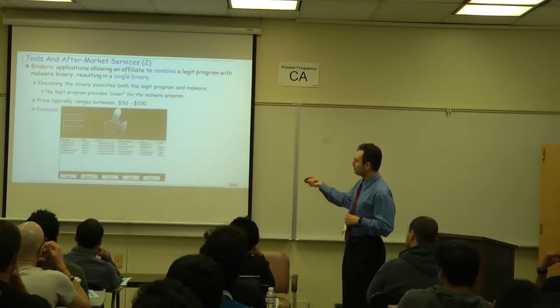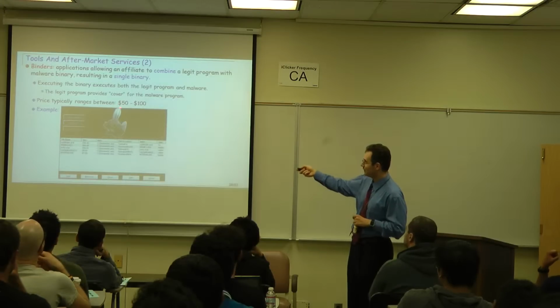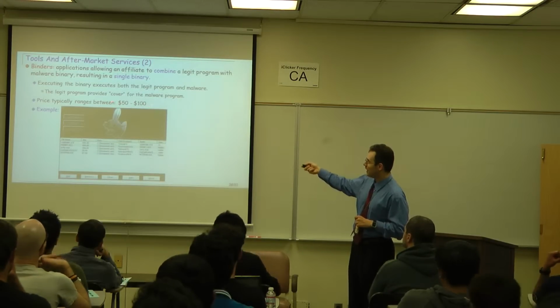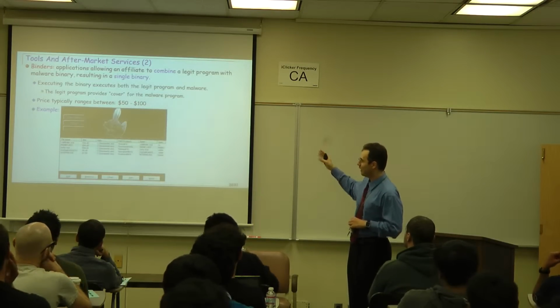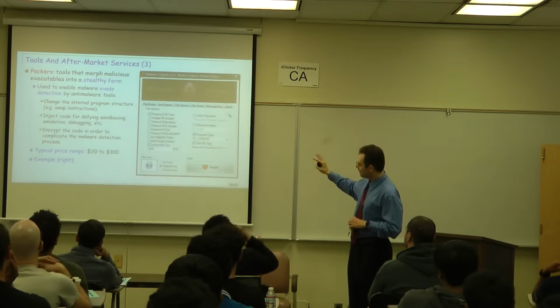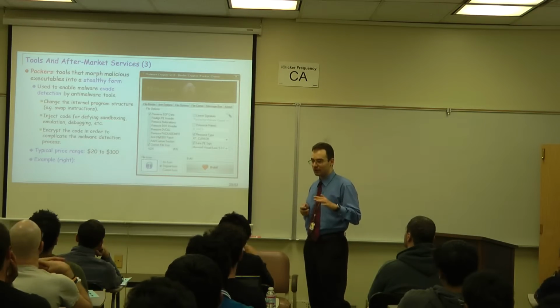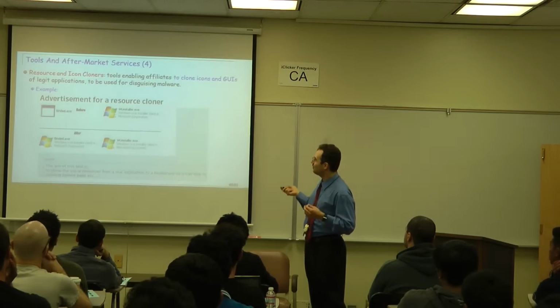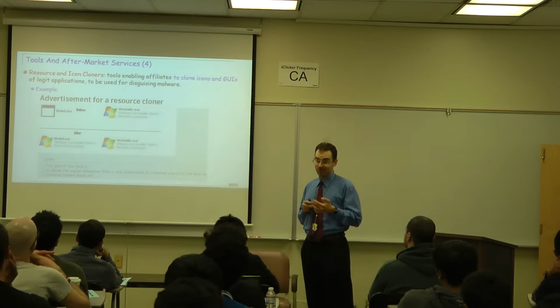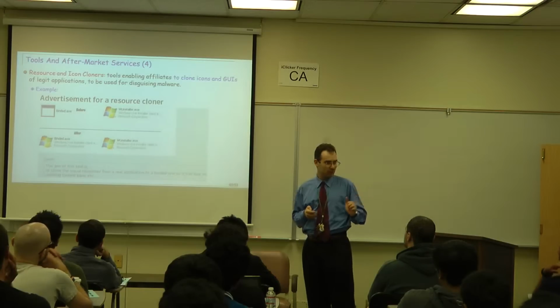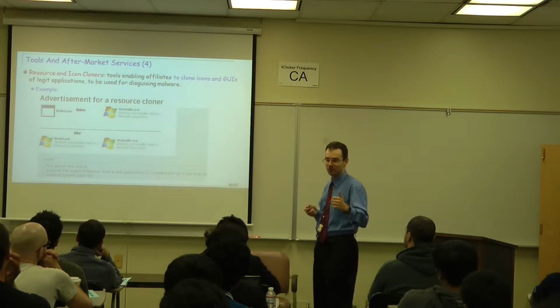And by the way, I do have prices for those. I'm not selling them, but the binders go for 50 to 100 bucks. Obfuscators can go for 20 to 100 bucks. Icon cloners, they're generally pretty cheap because icon cloning is not that hard thing to do.